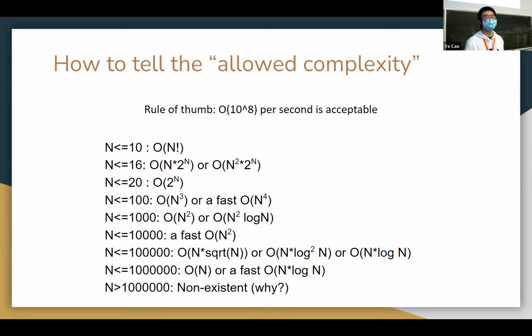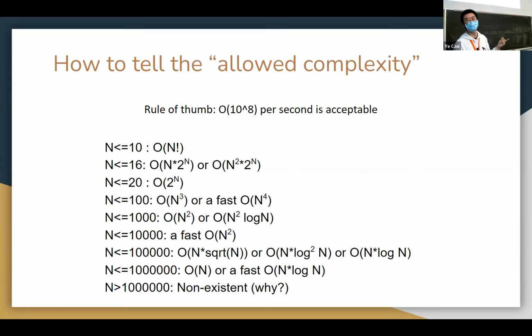A rule of thumb is that for 1 second, you can pretty much allow on the order of 10^8 operations. Now, what does that mean? When you see n ≤ 10, you can afford a factorial algorithm that can pass the time limit with ease. When you see n ≤ 16, you can probably afford n·2^n or n²·2^n. That's typically the time complexity of a bitmask DP. When you see n ≤ 20, you can afford something like 2^n.